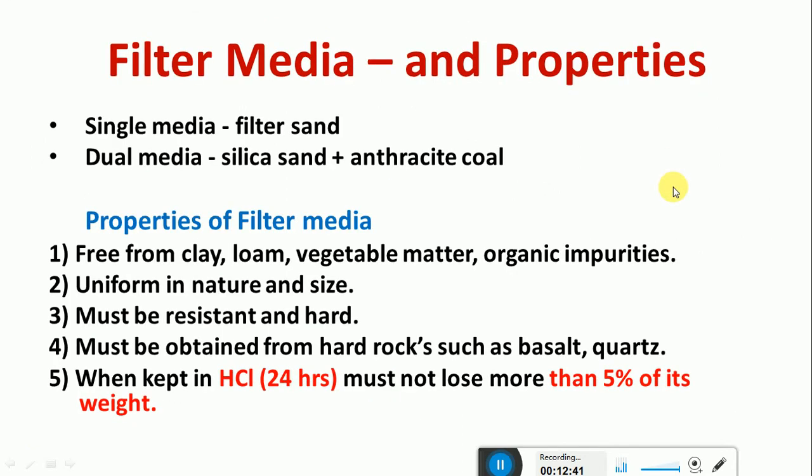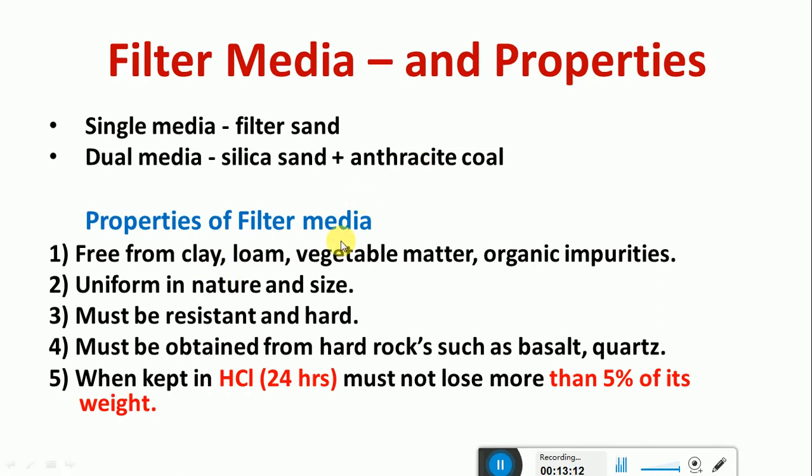Okay, so what is the filter media and its properties? We have single media filters and dual media filters as well. Single media filters contain only filter sand, while dual media contains sand plus anthracite coal. This combination will increase the performance of the filtration and improve the filtration process. So what should be the properties of filter media?